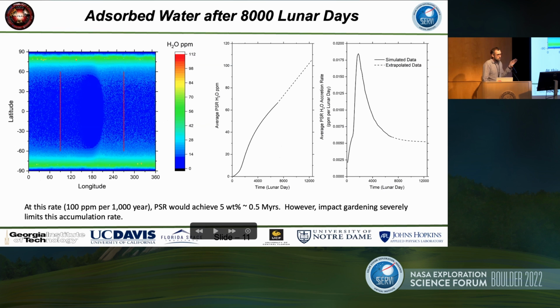And then in addition to that, we can calculate the average accumulation rate for the permanently shadowed regions. And based on that number, I get about 0.5 million years to get to that 5% weight target. Now that is incredibly short, but I'd also like to point out that this doesn't take into consideration any impact gardening, right? So that is going to severely diminish that rate by quite a lot, actually.